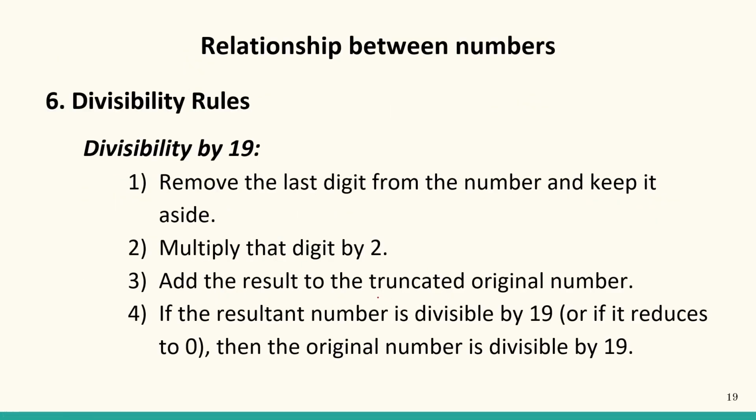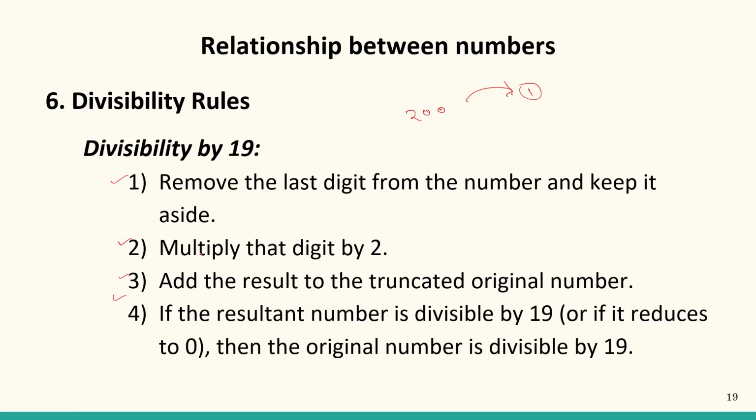So let's check the last divisibility rule, that is the divisibility rule for 19. Okay, whether a number is divisible by 19 or not. So again, we check 4 criteria. First, remove the last digit from the number. Let's take 2001. Remove the last digit and keep it aside. We kept 1 aside, and removed it from here.